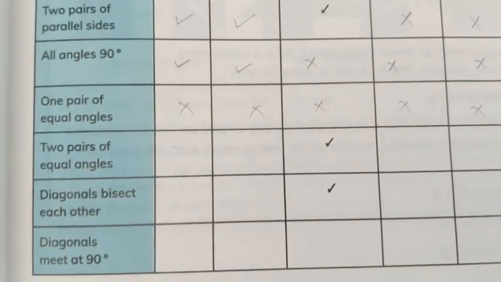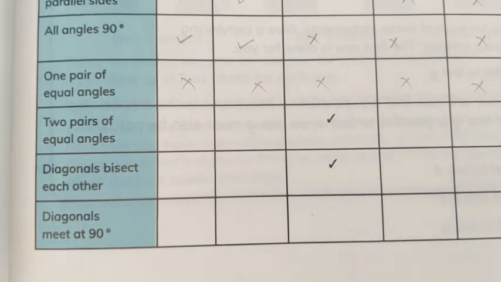Now let's talk about the next characteristic, which says two pairs of equal angles. So we have two pairs of equal angles.